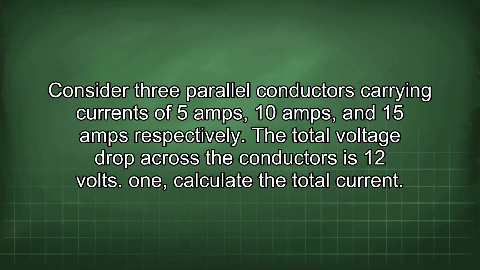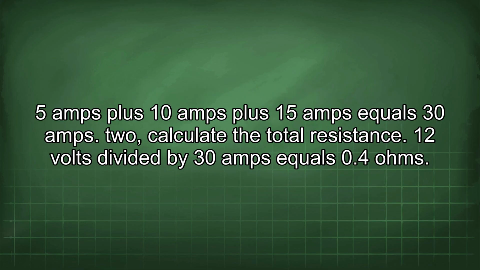Consider 3 parallel conductors carrying currents of 5 amps, 10 amps, and 15 amps respectively. The total voltage drop across the conductors is 12 volts. 1. Calculate the total current: 5 amps plus 10 amps plus 15 amps equals 30 amps. 2. Calculate the total resistance: 12 volts divided by 30 amps equals 0.4 ohms.